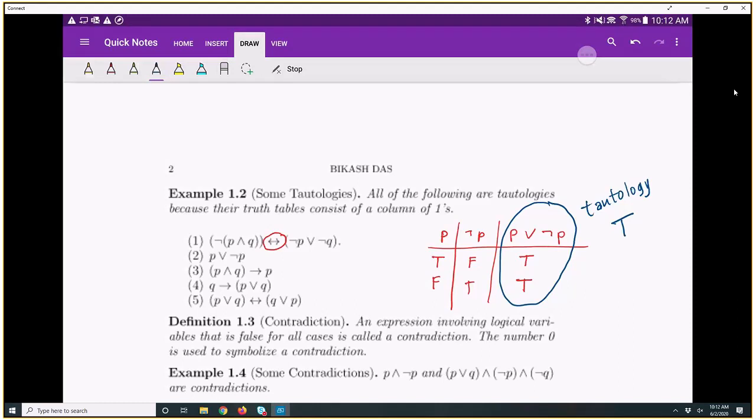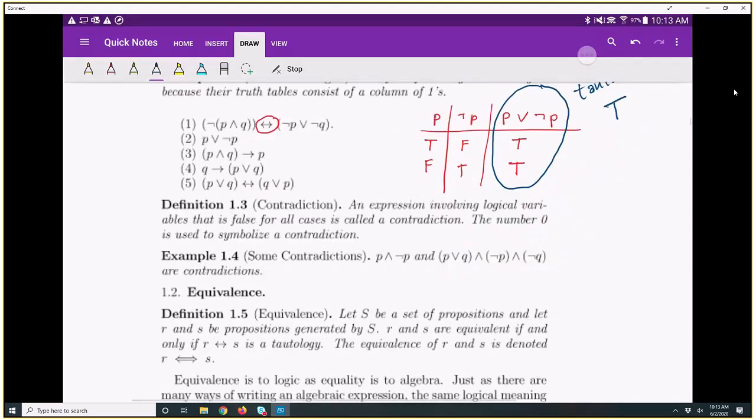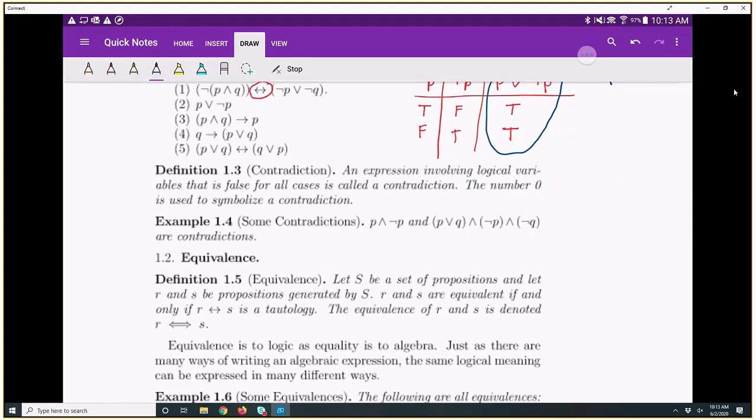And there are some more examples here. P or Q implies P, Q implies P or Q, P or Q if and only if Q or P. These are all tautologies. We'll also have the idea of a contradiction, which will be a logical expression such that for all cases it's false. Then we'll call this a contradiction, and we'll denote it with either capital F or perhaps 0.